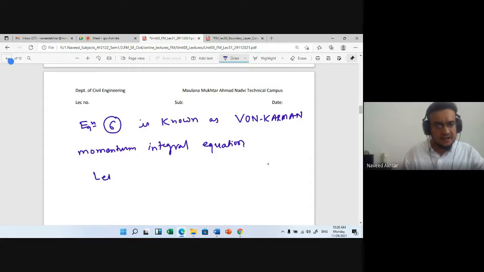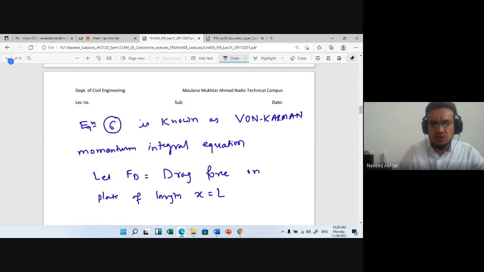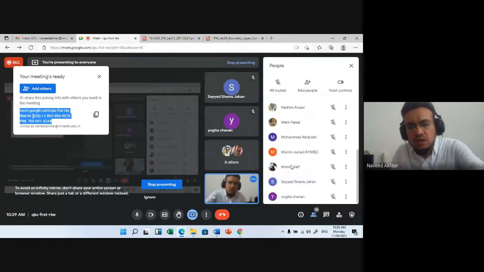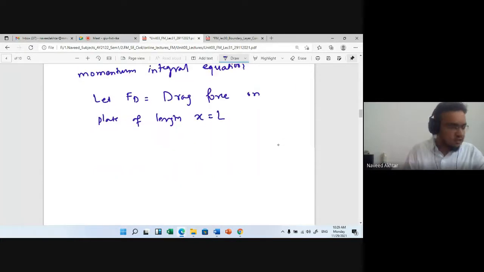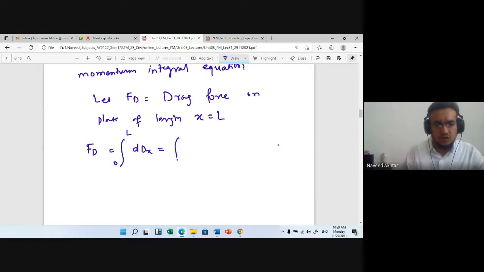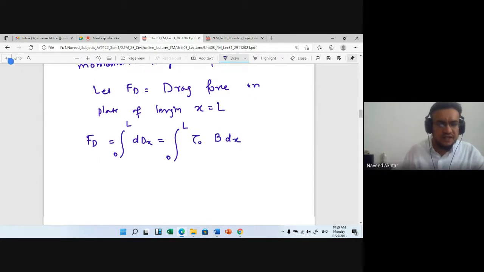Let FD be the drag force on a plate of length x equal to L. Then you can write FD is equal to the integral from 0 to L of dD by dx, because we have to find FD, and that is equal to the integral from 0 to L of tau 0 b dx.